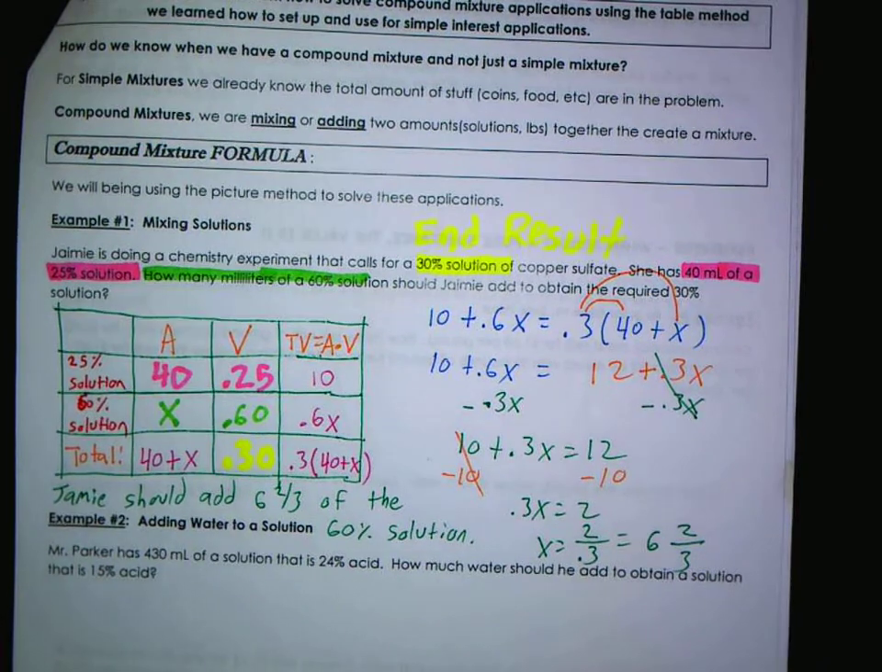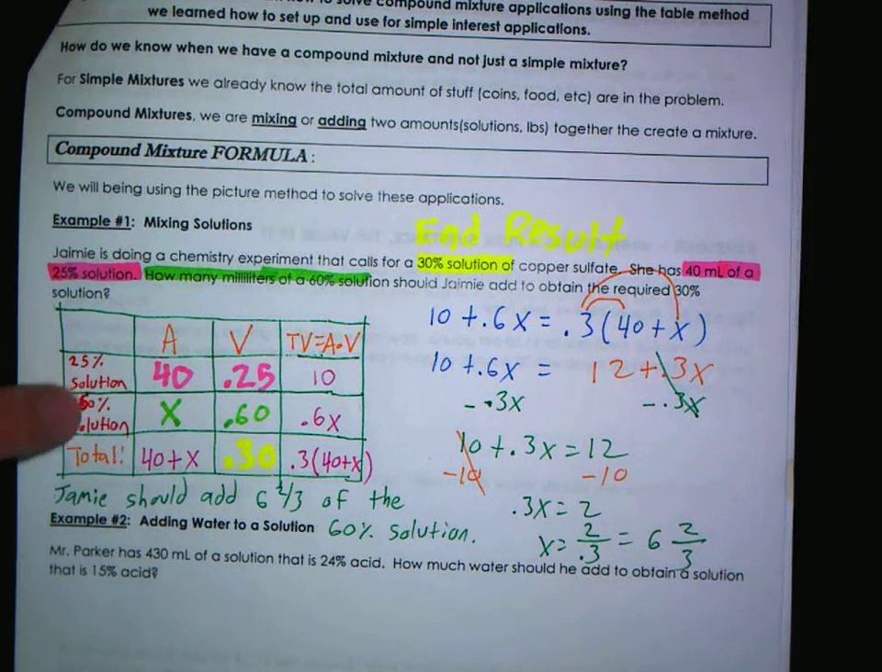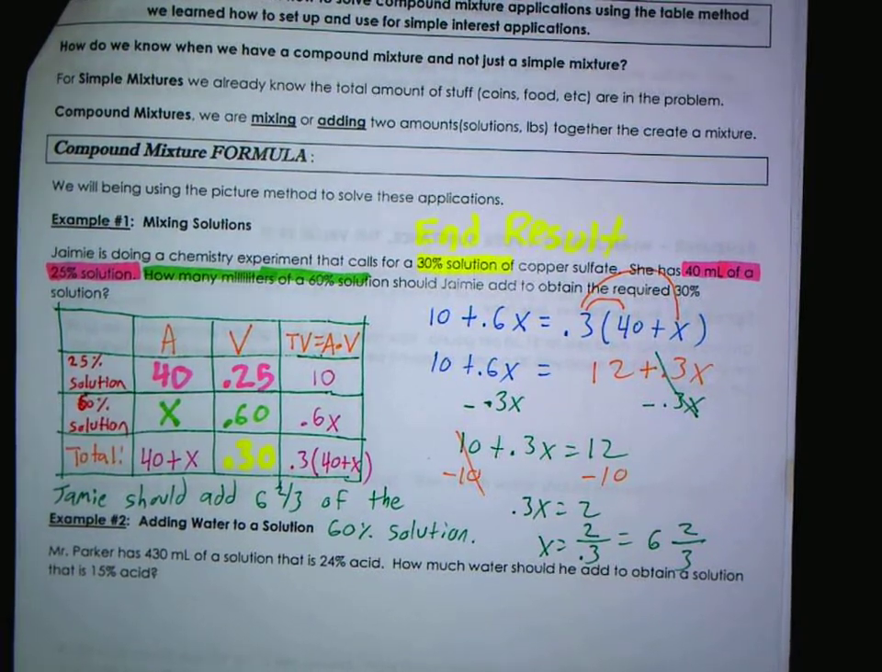Remember I said it was going to be around 10 or 20 at the very most? So 6, that sounds good to me. That sounds about right, doesn't it? I mean, this solution's already at 25%, and you have 40 of those, 40 milliliters, so you're not going to need that much more just to get it to a 30.